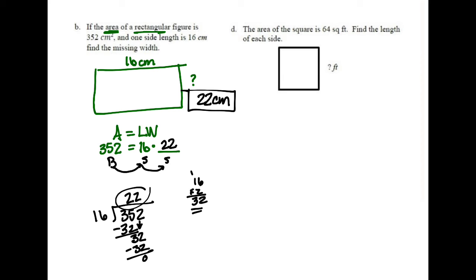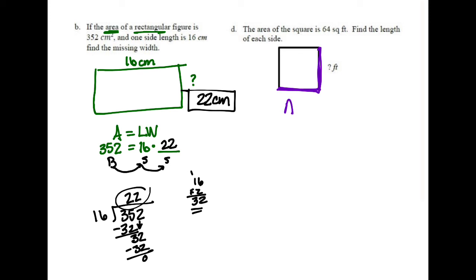Last one. The area of the square is 64 square feet. Find the length of each side. Now remember, squares have all 4 sides the same, right? So if we find 1, we found all 4. So there's 2 ways of looking at this one. First of all, a square is a rectangle, isn't it?